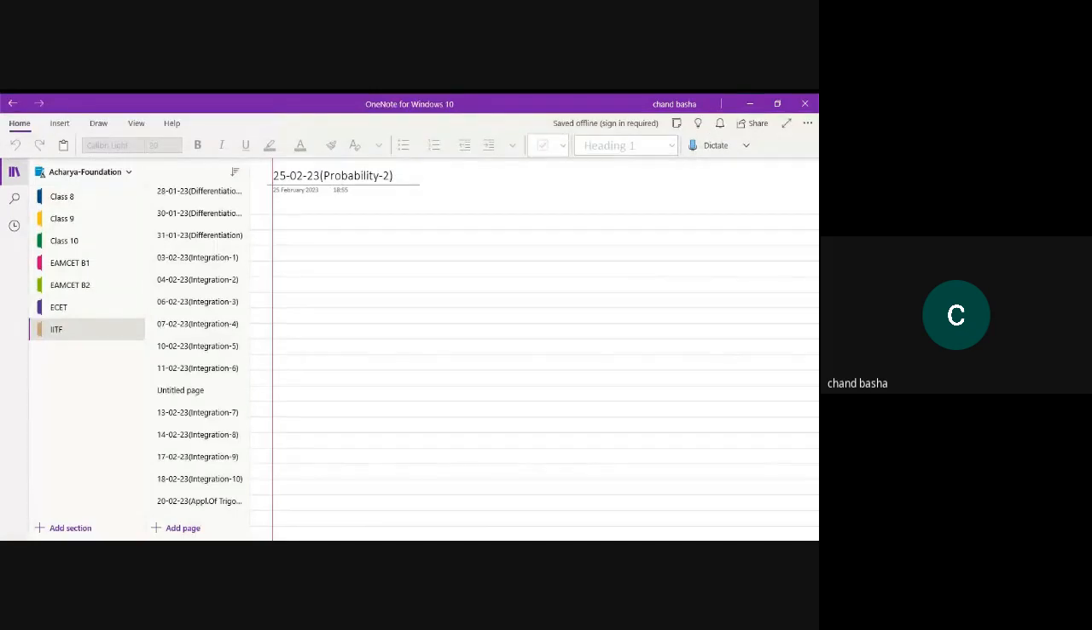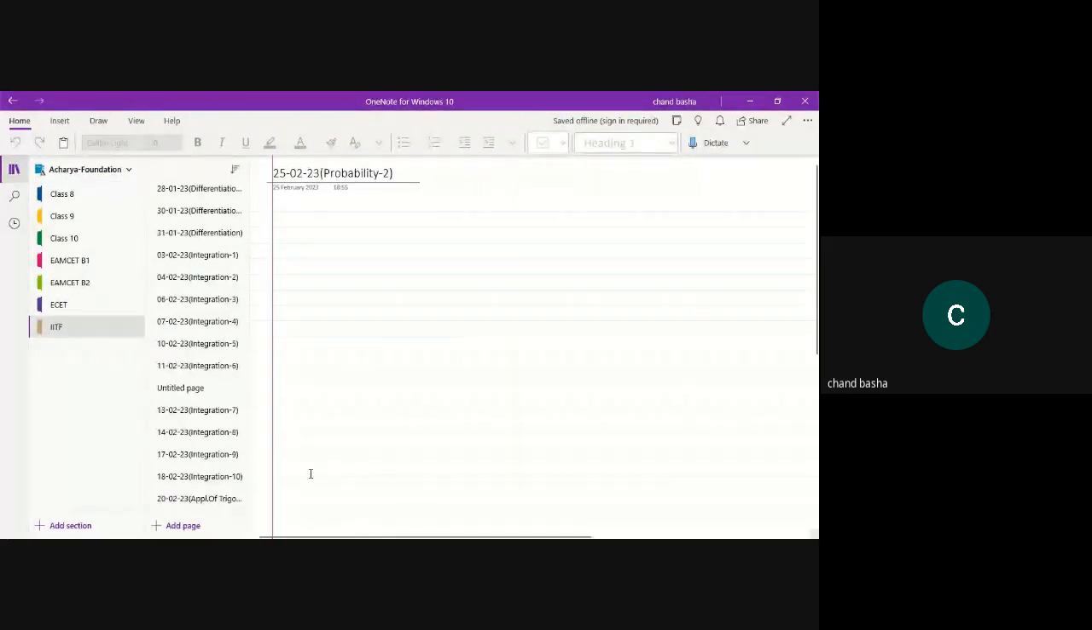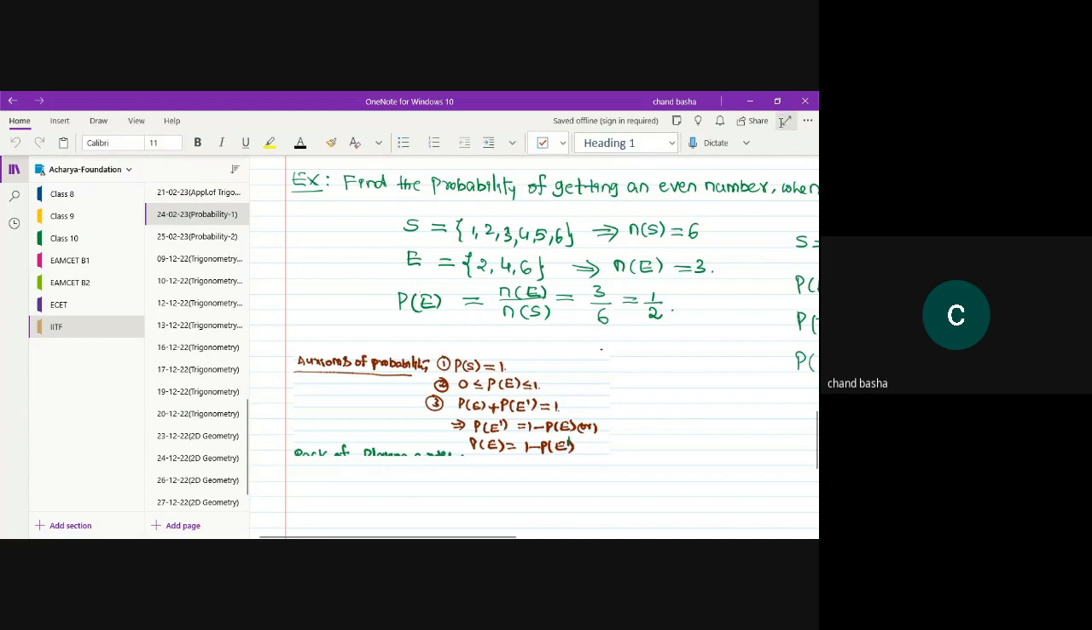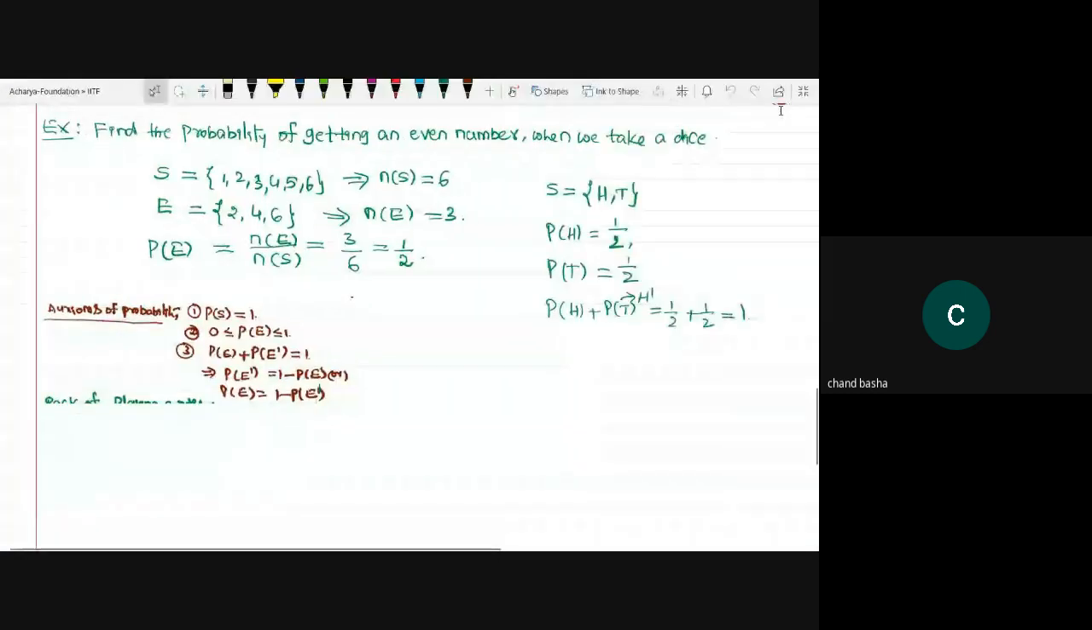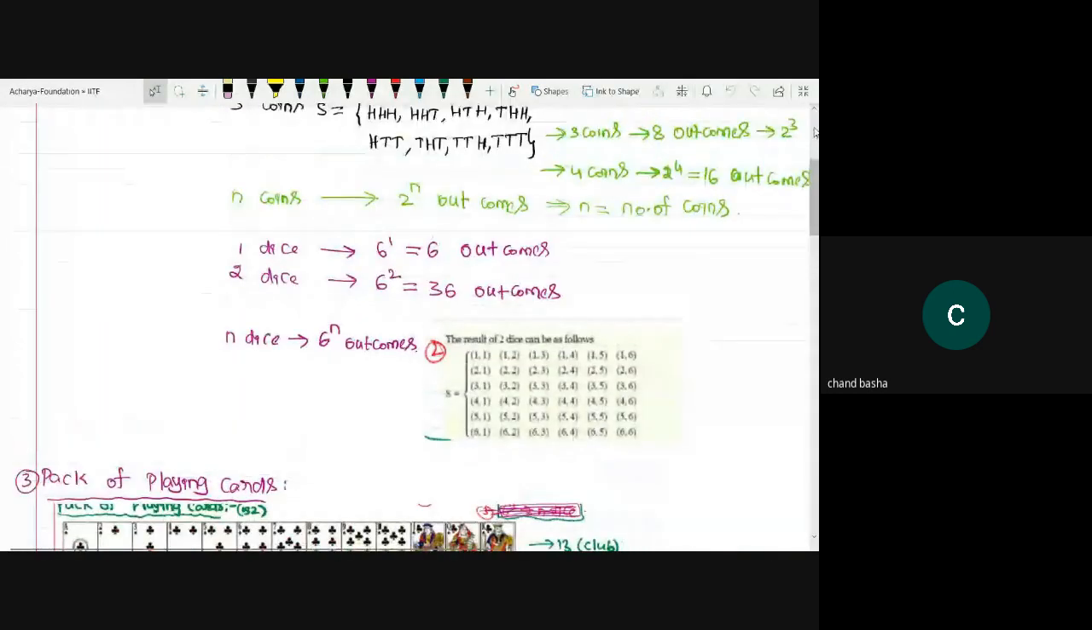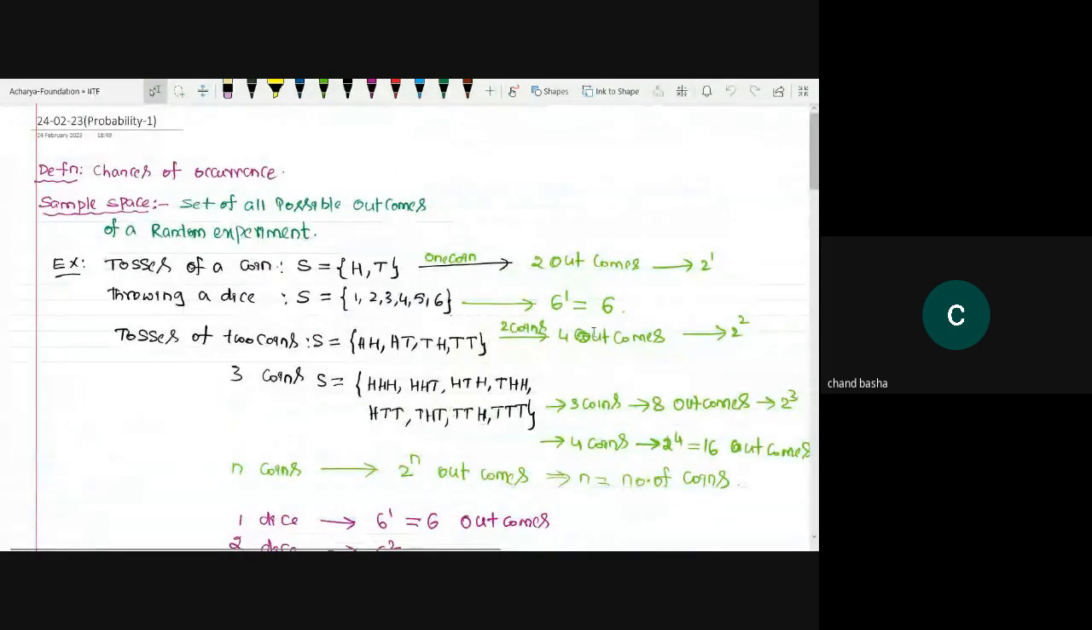But before that, I'm going to revise that particular slide, the probability slide. This is one of the most important concepts, as I said, guys. Let us see the flow chart of all the points I have discussed so far.